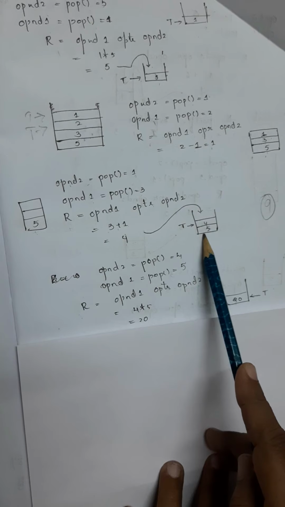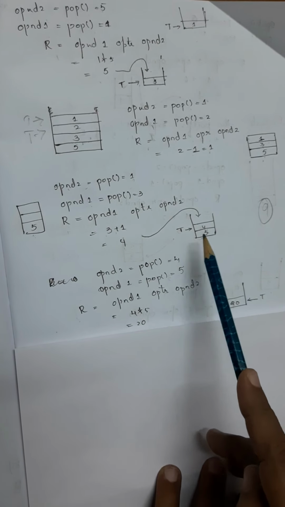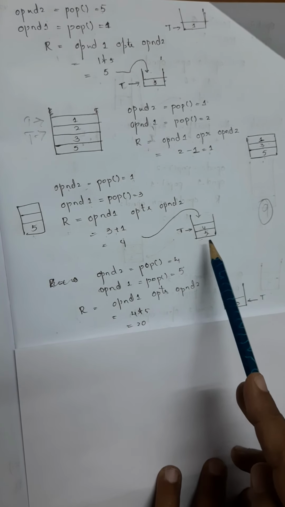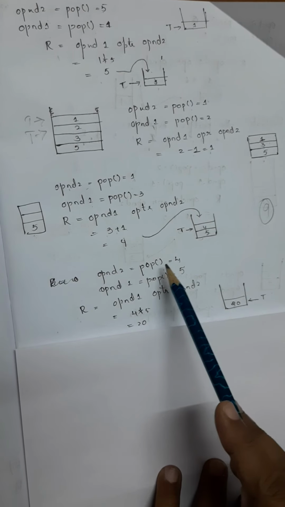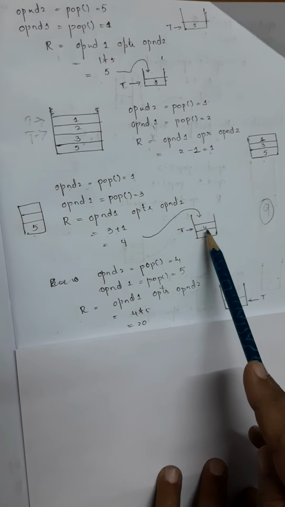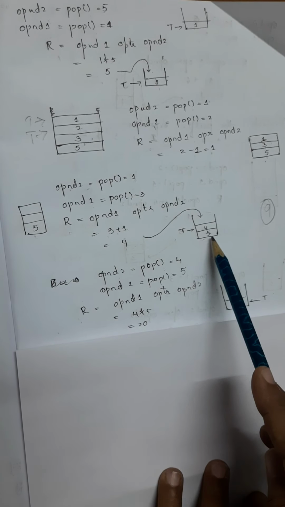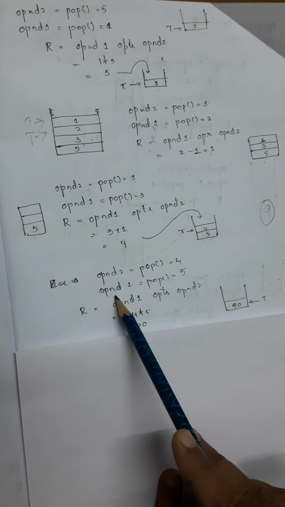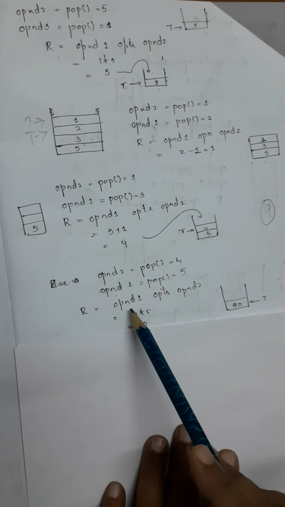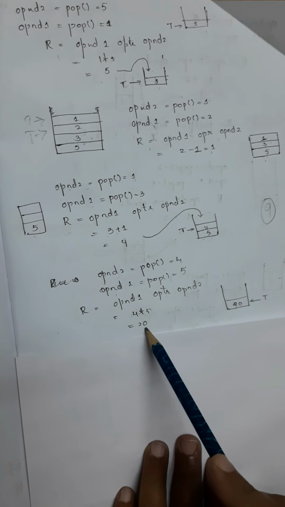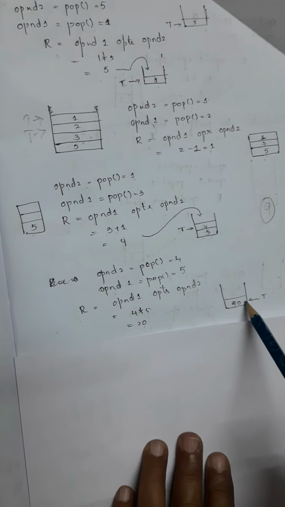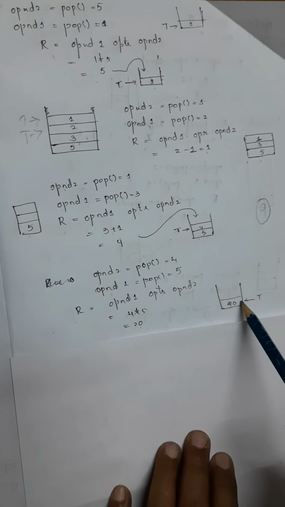Then we read the next symbol, that is star. Star is a binary operator. So we pop twice from the stack. Whatever we pop first, that is 4, is operand 2. Whatever we pop for the second time, that is 5, is operand 1. Then apply the operation. 5 into 4 is 20. Result is again pushed onto the stack top.